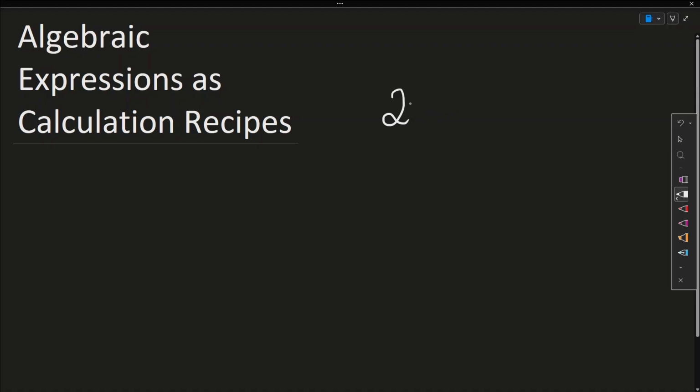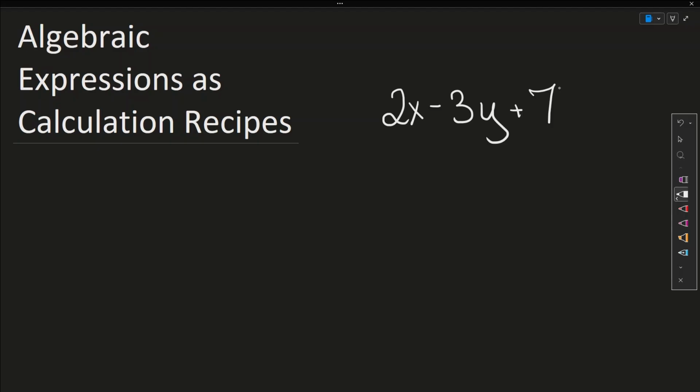Another example is 2x minus 3y plus 7. This expression has two variables, x and y. It says multiply x by 2, subtract 3 times y, then add 7.